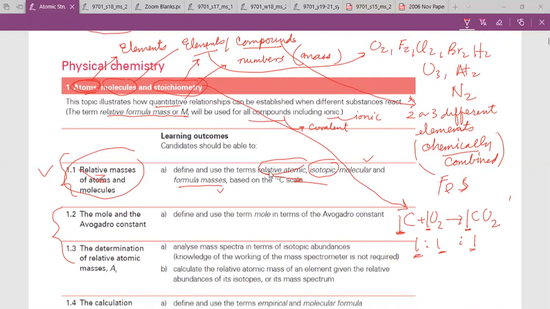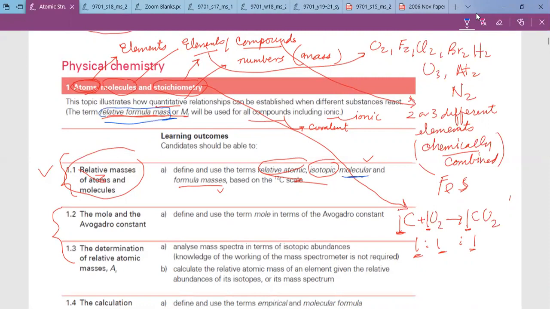We have talked about the definitions and use of the relative atomic mass and relative isotopic mass. Today I'm going to give you the definition for relative molecular mass and relative formula mass. Remember, I told you earlier that I put a blue color so you can tell the difference. What's the difference between relative formula mass and relative molecular mass, okay?